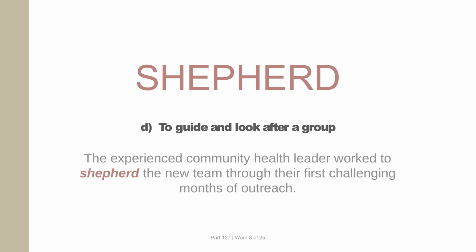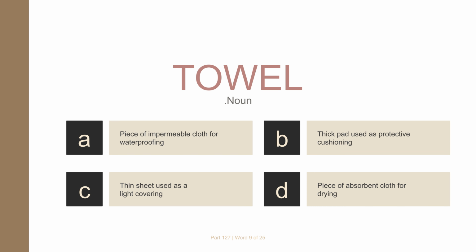Question 9. What is the meaning of towel? Option A: piece of impermeable cloth for waterproofing. Option B: thick pad used as protective cushioning. Option C: thin sheet used as a light covering. Option D: piece of absorbent cloth for drying.